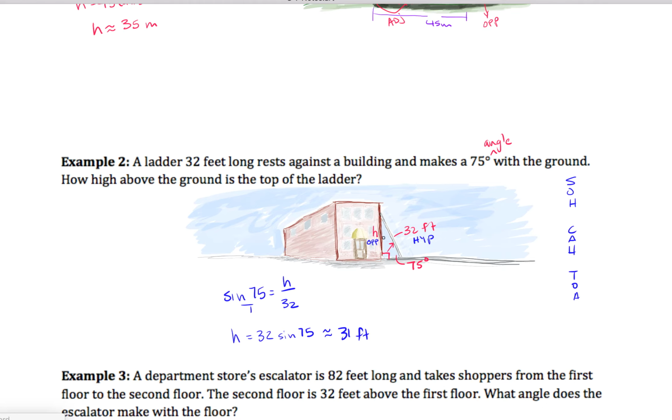And again, we just had to look at which parts of this right triangle we know and which part we want to know. And that should guide us towards choosing the correct ratio, whether it's sine, cosine, or tangent.